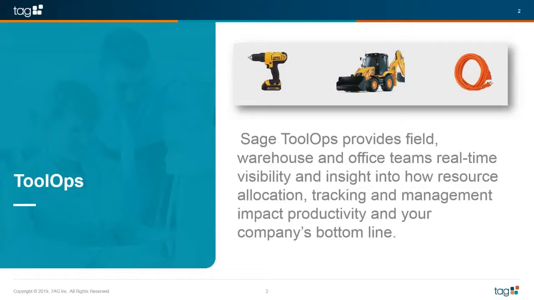Okay, what is ToolOps? You have thousands of tools that are constantly moving back and forth between the warehouse and the job site. It can be overwhelming to think about where those resources are at any given moment and if they're efficiently allocated to reach maximum productivity. So this solution provides real-time visibility to the field, warehouse, and office teams, allowing you to have insight into how resource allocation, tracking, and management impact productivity, and your company's bottom line.